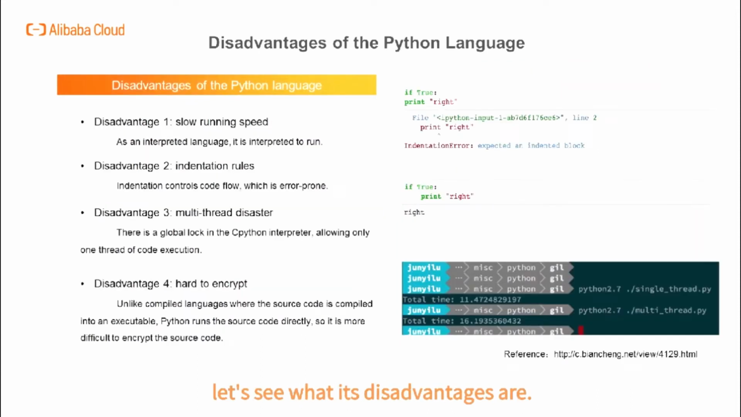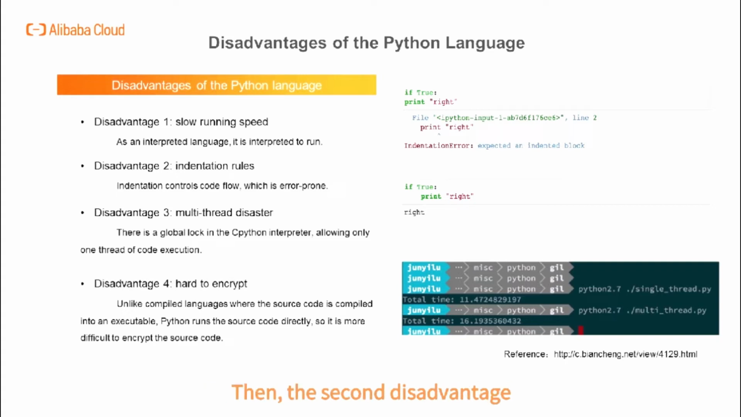After the advantages, let's see what its disadvantages are. In fact, for the Python programming language, its biggest disadvantage is that it runs slower, because it is executed while interpreting, and its underlying layer may also rely on the C or C++ libraries. Therefore, the logic flow of its execution will be relatively long, so its running speed will be a little slower.